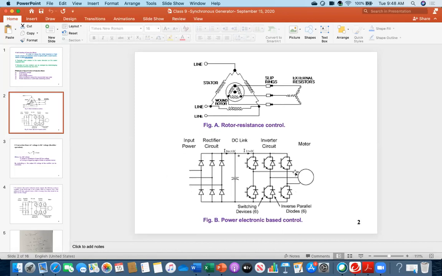Because if you can change voltage here at the stator terminal, that will change the stator flux, stator current, and ultimately that will impact the torque and hence the speed. So that is the method. Therefore, the goal of this method is to control the input voltage, to change the input voltage with the help of power electronics components.